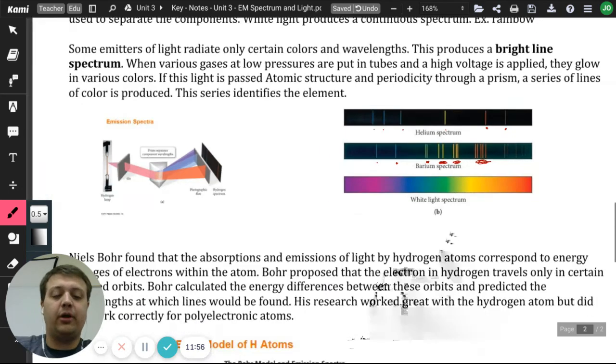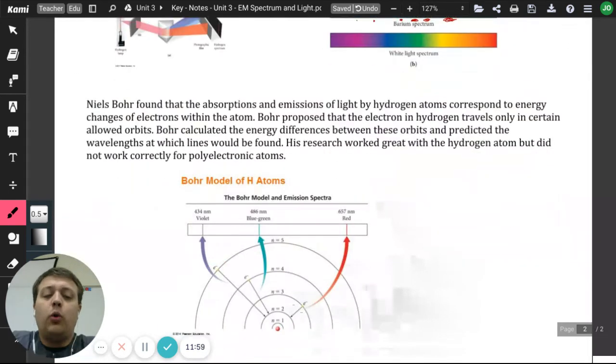All right. So what Niels Bohr did was he found that the absorptions and emissions of light by hydrogen correspond to the energy changes of those electrons. And so he proposed that electrons will travel in certain orbits, right? Well, we know this, because when we talk about electron configuration, we talk about how those electrons sit in different orbits. And so that's what Niels Bohr actually predicted.